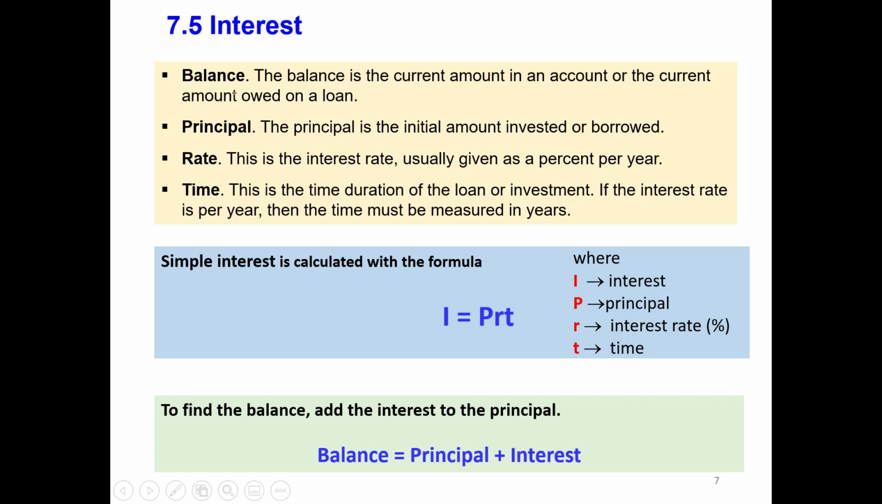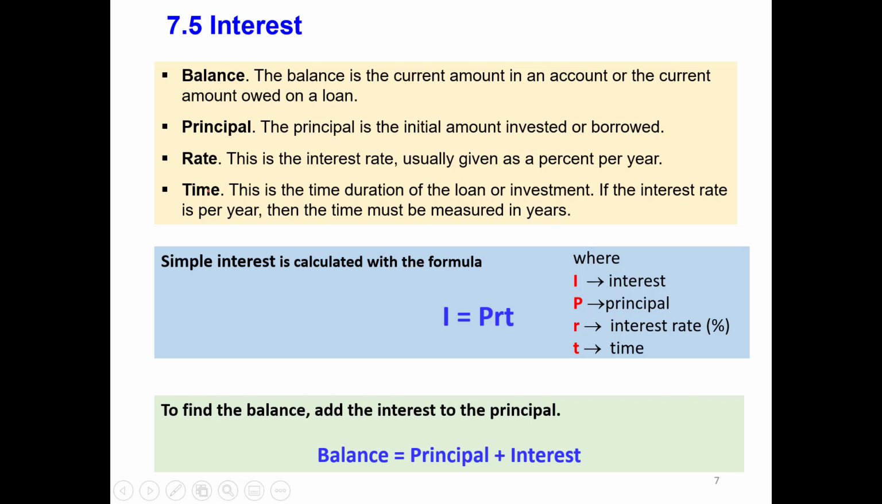Then the balance is the current amount in an account or the current amount owed on a loan. This is the balance. The principal is the initial amount invested or borrowed. The rate is the interest rate, and usually it is given as a % per year. And usually it is a %, yes, and it's per year.